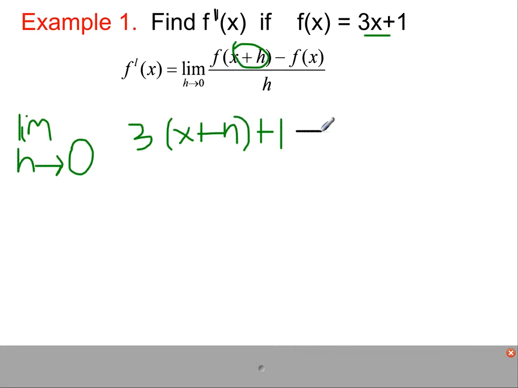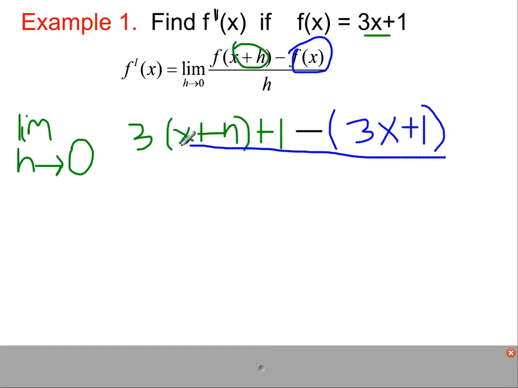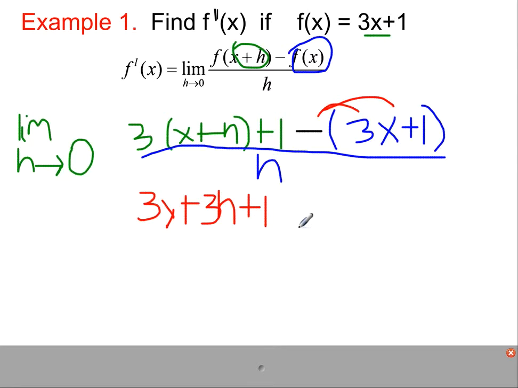Then we have minus, and now we have just f of x. But you have to be careful when you have f of x. You have to put it in parentheses, especially if it is 2 terms or more. And then all of this is over h. So our next step is simply to distribute the 3. So we have 3x plus 3h plus 1. Distribute the negative here. We get negative 3x minus 1. And all of this is over h.